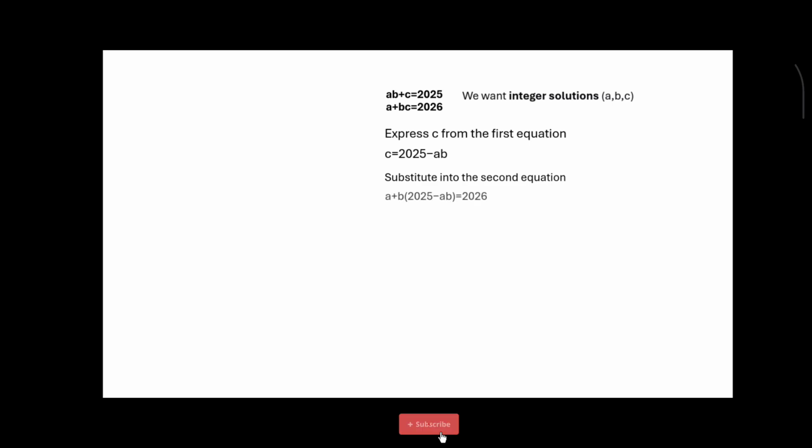First, express c from the first equation. c equals 2025 minus a times b. Next, substitute this expression for c into the second equation. So we get a plus b times (2025 minus a times b) equals 2026. Now expand. a plus 2025 times b minus a times b squared equals 2026.